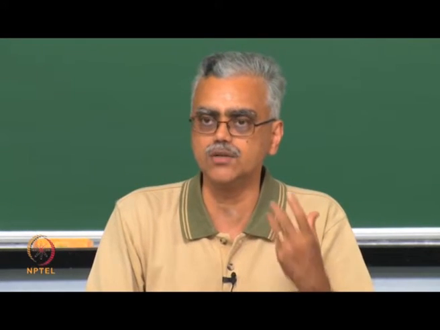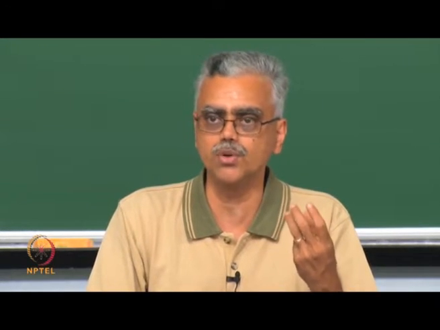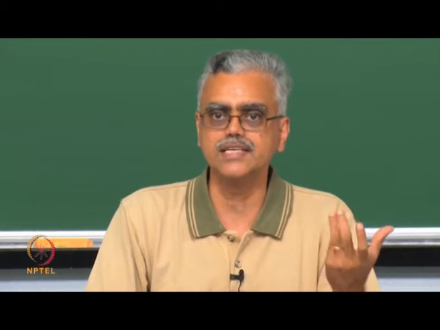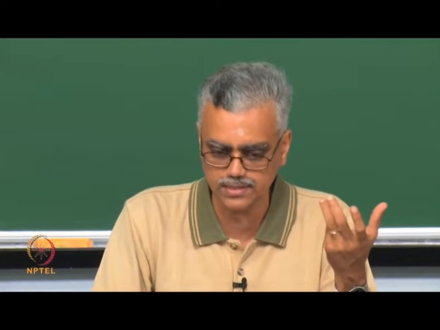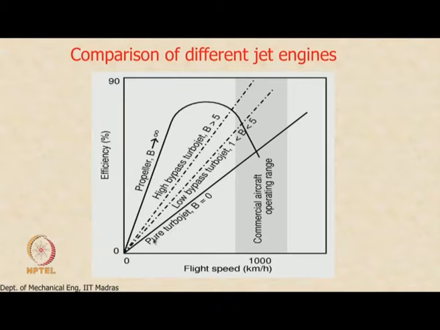you can easily see that a turbojet engine will have a bypass ratio of 0. Nothing is sent around the engine, all the air that is captured goes through the core engine, so that has a bypass ratio of 0. So you can see the variation of the propulsive efficiency for the pure turbojet engine.